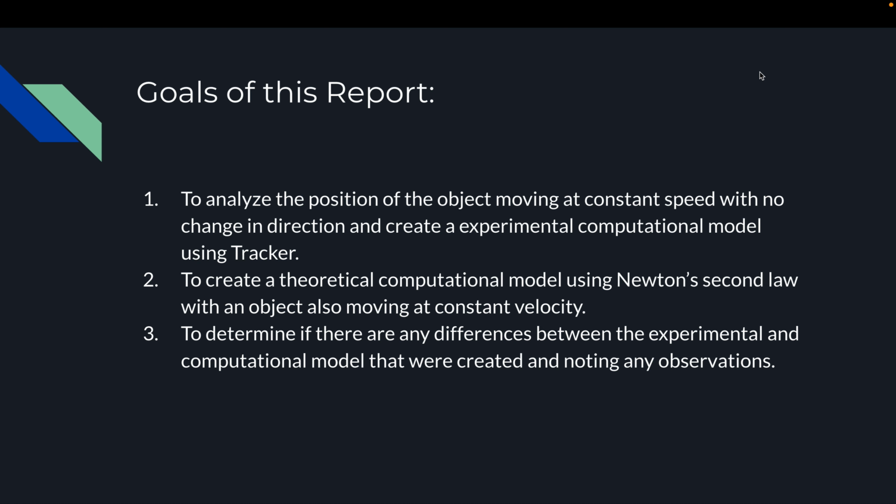So to start off this report, the goals were to analyze the position of an object at constant speed, which is supposed to have no change in direction, and create an experimental computational model using Tracker. Then, using the velocity from the Tracker, we were supposed to create a theoretical computational model using Newton's second law. The final objective was to determine if there were any discrepancies or similarities between the experimental and the computational model.